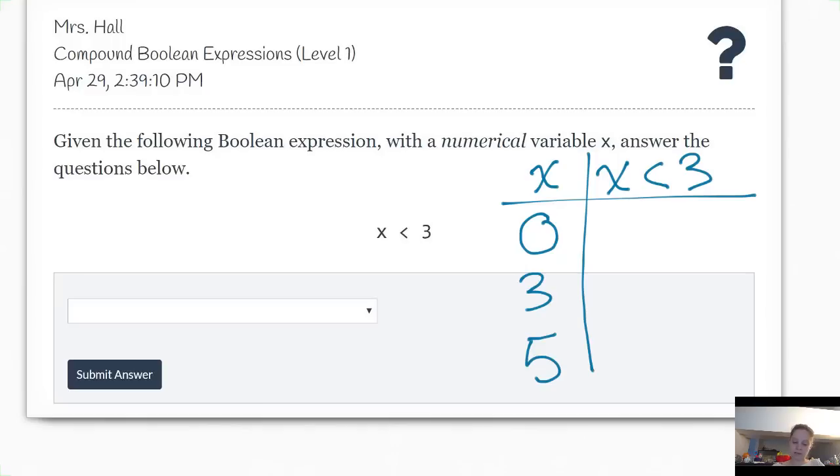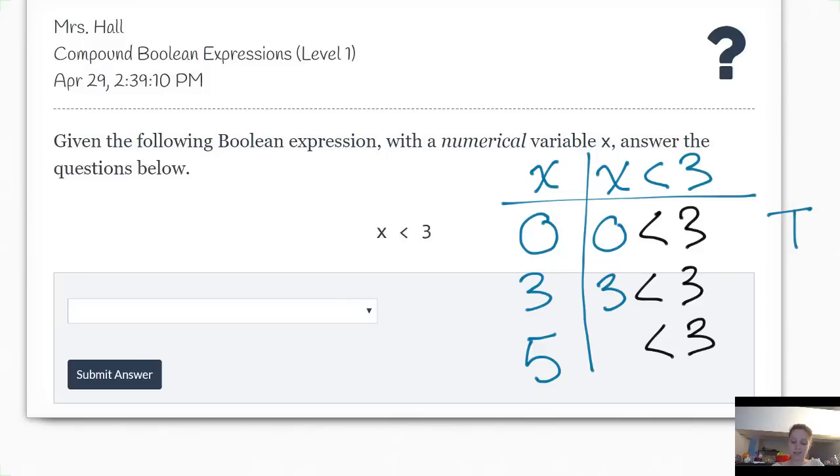Now we'll test it in the expression. We have 0 is less than 3. Well, that's true. 3 is less than 3. That's false. 5 is less than 3. That's false. So this isn't always false, and this isn't always true, which means the correct answer is that it's sometimes true and sometimes false.